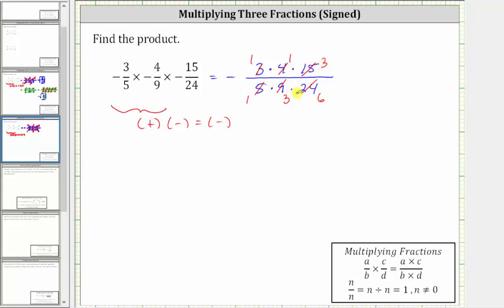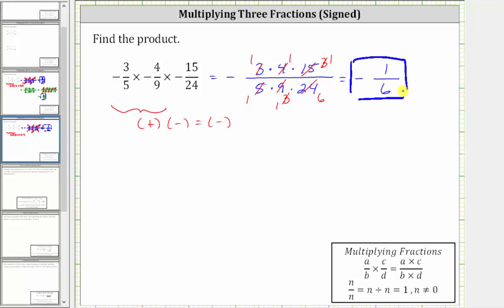And also notice how there's a common factor of 3 here between the numerator and denominator. There is one factor of 3 in 3 here as well as here. Now that we've simplified out all the common factors other than 1 between the numerator and denominator, we can multiply and know the product will be in simplified form. And again, the result is going to be negative. In the numerator we have 1 times 1 times 1, which is 1. In the denominator we have 1 times 1 times 6, which is 6. The product is negative 1/6.